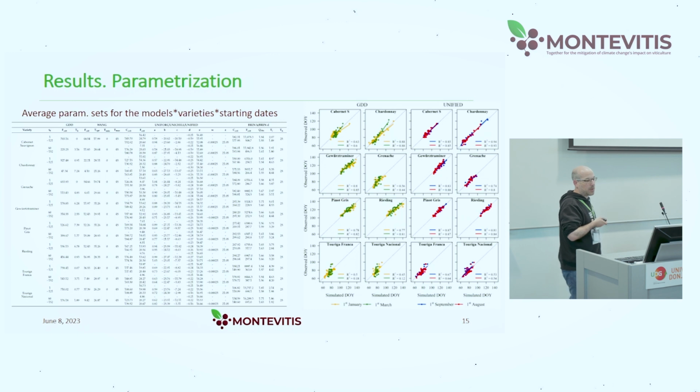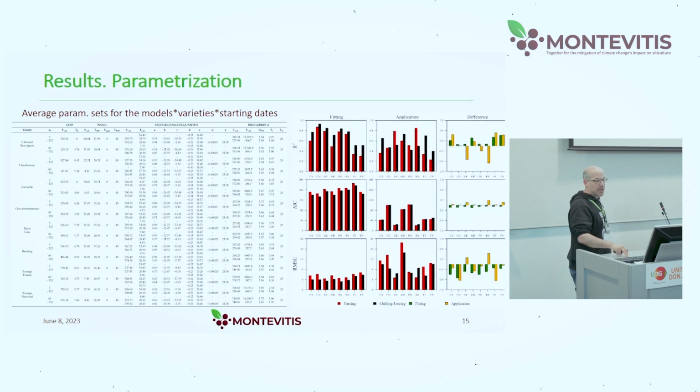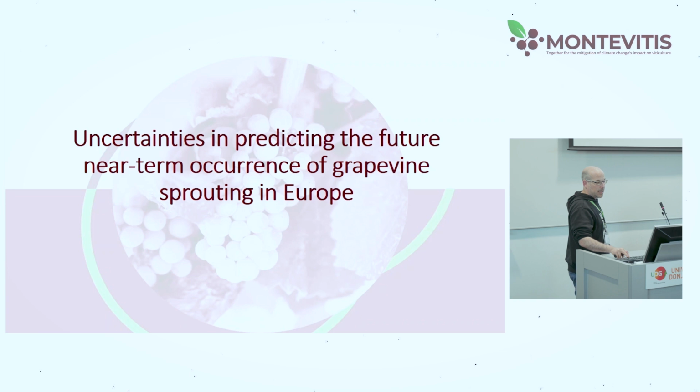In this case, for example, I also show you the graphics of the different varieties for GDD, in this case a forcing model and a chilling forcing model. More or less, it is what we had numerically before, and also the statistics of both models. Then, this study was submitted 2 weeks ago.